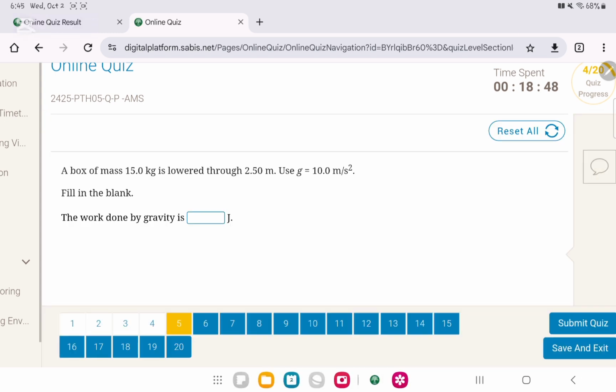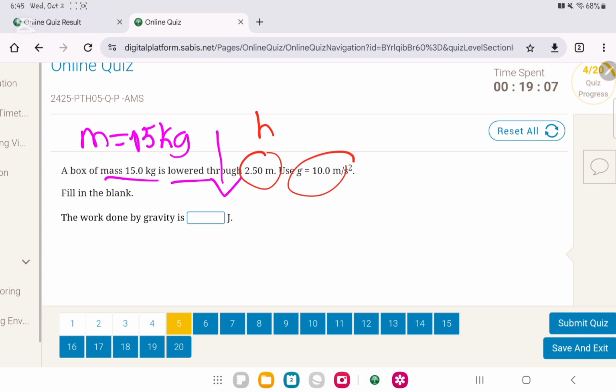Question number 5. A box of mass 15 kg. First thing, you write our given mass is equal to 15 kg. Is lowered, it's going down through 2.5 meters. We have our height in meters. Use G is equal to 10. So we have our height is 2.5 meters and we have our G, which is 10.